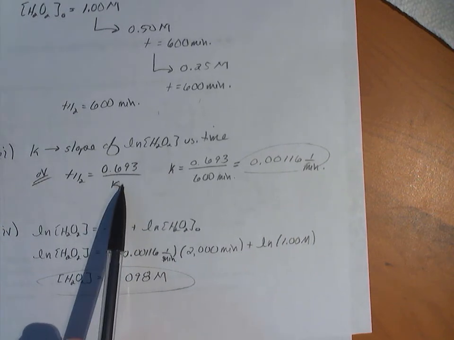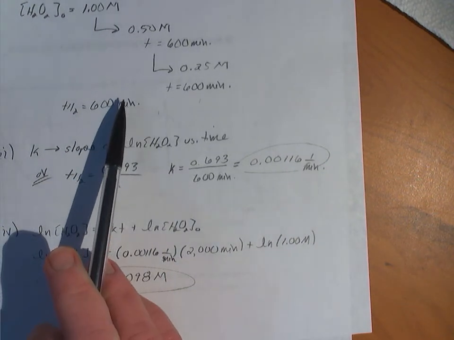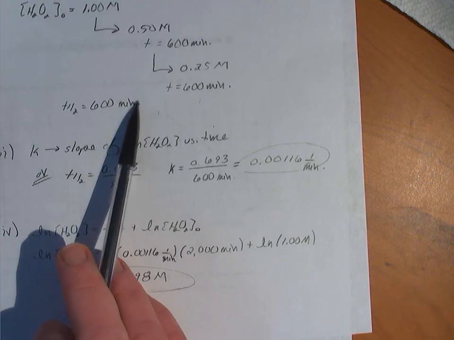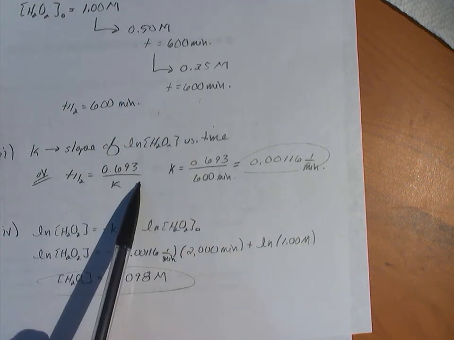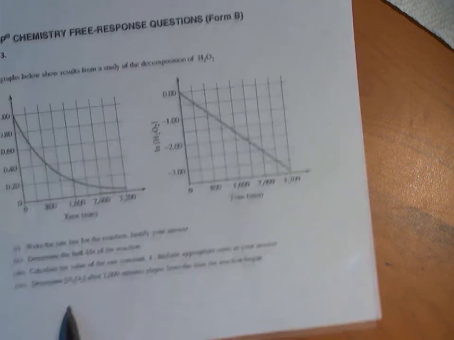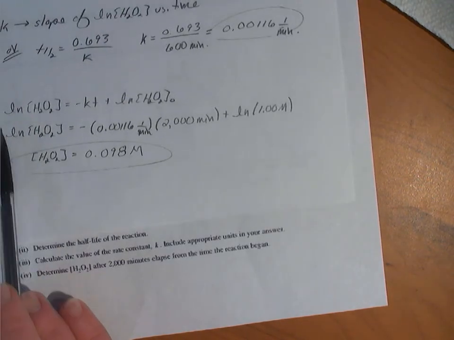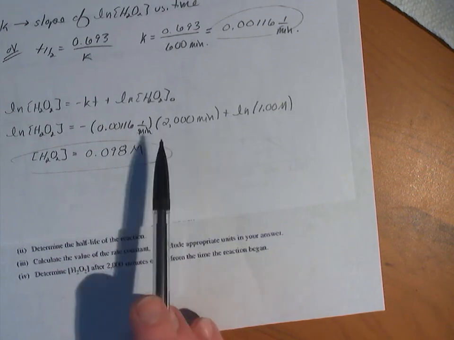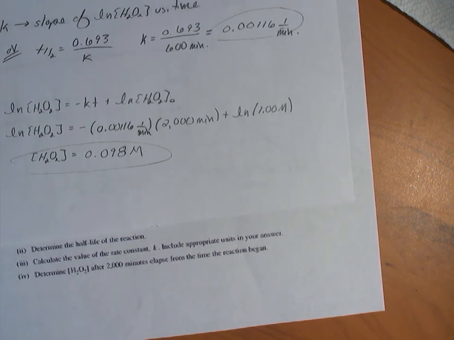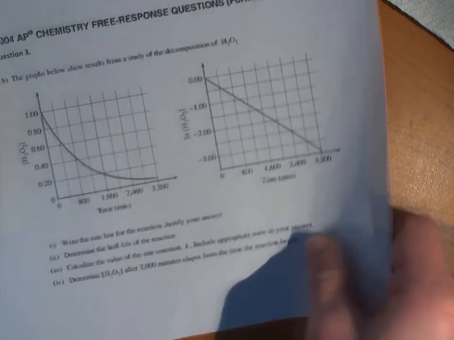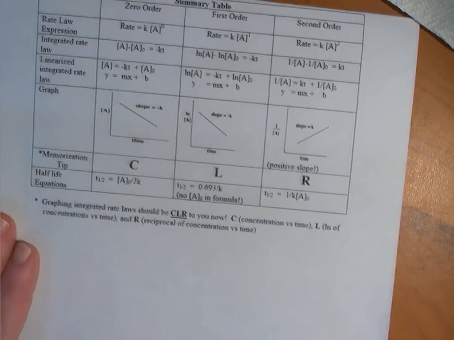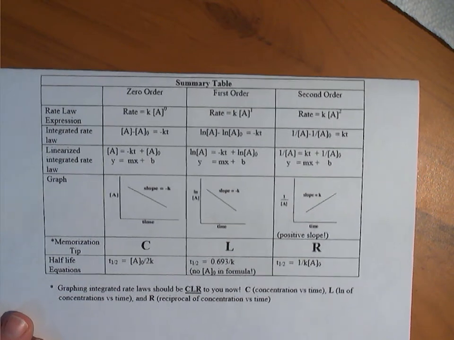So remember, if we're ever stuck, we can look at what we were asked before, and that probably will inform what to do next. And then determine the concentration after 2,000 minutes has elapsed. I employed the integrated rate law with that as my time, and there we go. Okay, so that, ladies and gentlemen, was presenting what we need for integrated rate laws for kinetics.